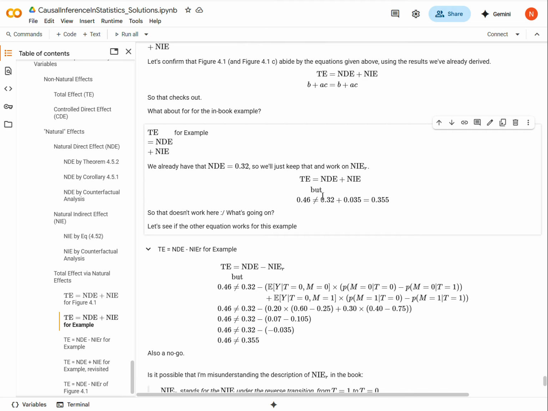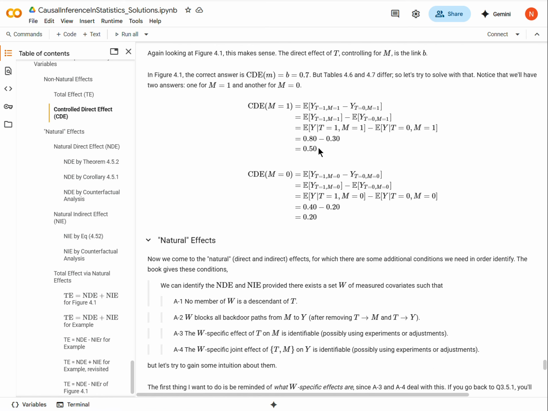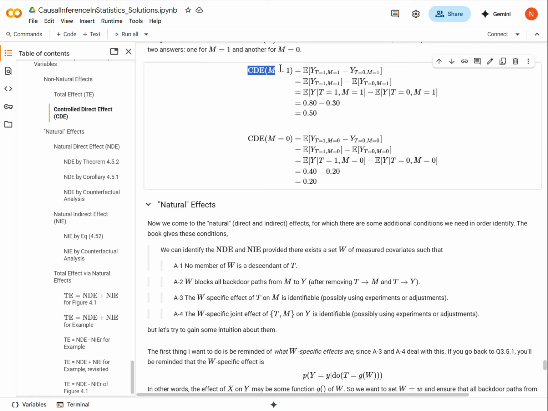This would suggest that the numerical example is not a linear system. I alluded to this in the first video, but we saw hints of that when we had two different controlled direct effects when we altered the value of m. That was our first indication that we might not be dealing with a linear system anymore.